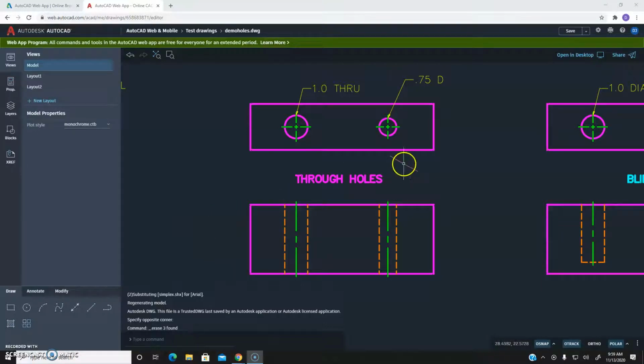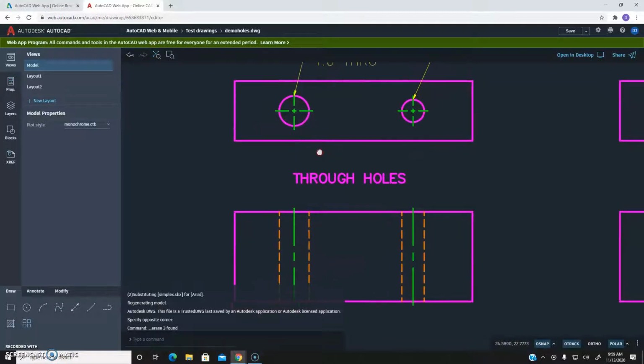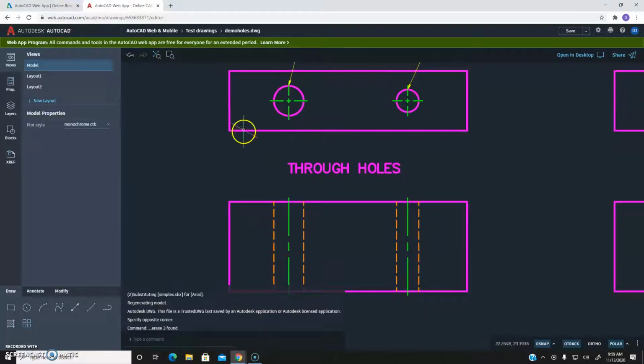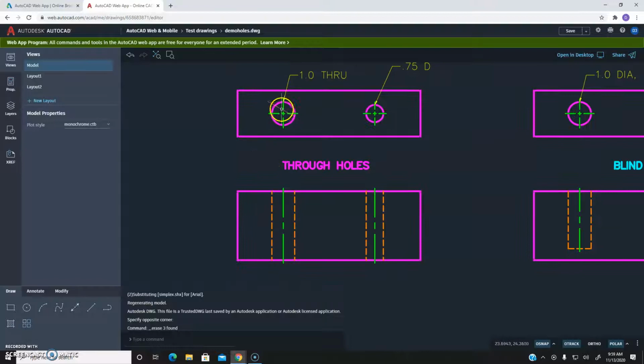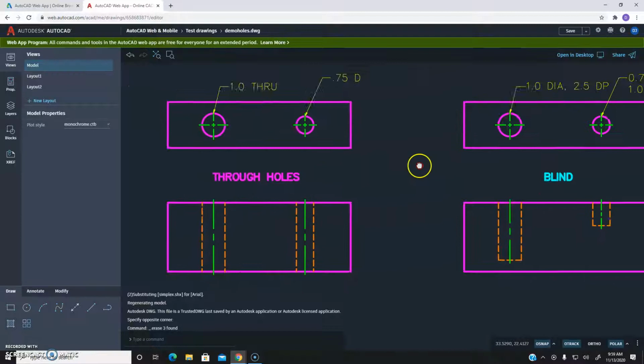Hello, in this short video we're going to go over some of the basics of drawing holes in 2 dimensions in orthographic views in AutoCAD Web App. So the first main type of hole that we will be dealing with are through holes. These are common. It's a single diameter all the way through. It goes through the entire block of material. These are the most basic hole there can be.